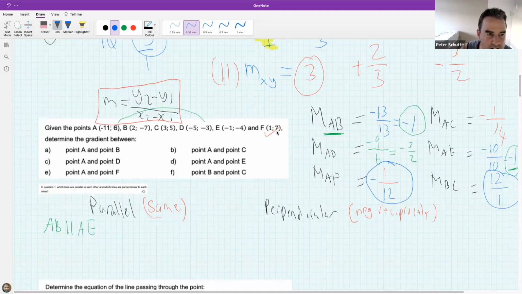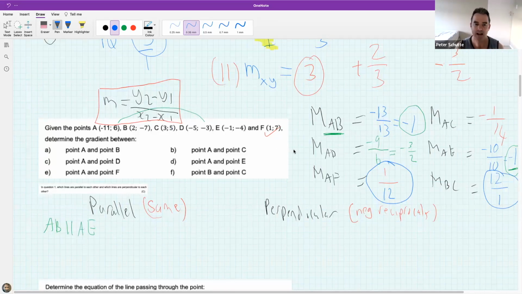Let me just check. Yes. So 7 minus 6 is 1, and then 1 minus 11, 1 minus -11. Now I get 12. I get 1/12. Let's have a quick look at the chat and see if anyone gets anything different, but I still get 1/12. And then BC, 5 minus -7 is 3 minus 2.